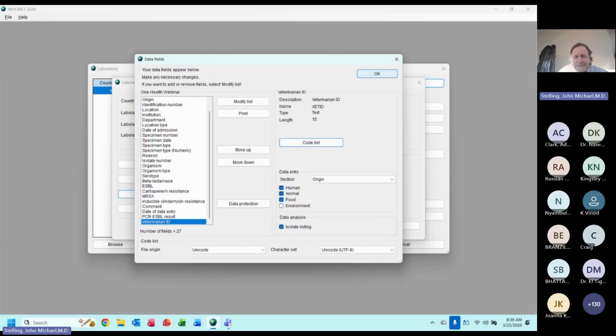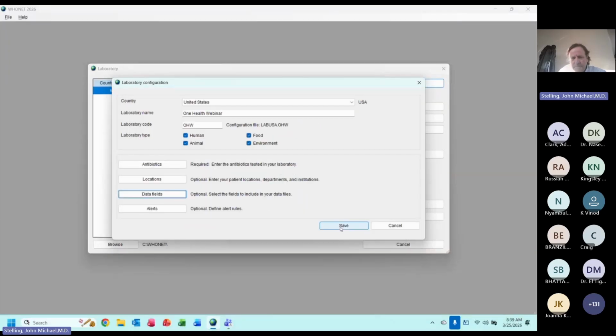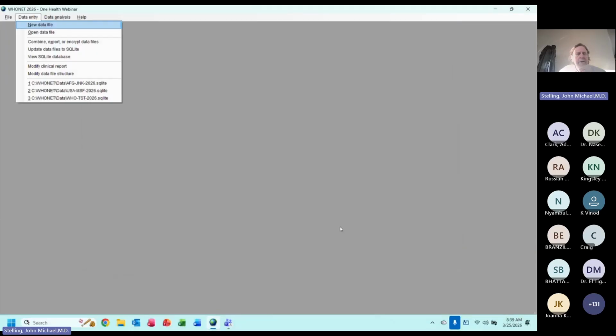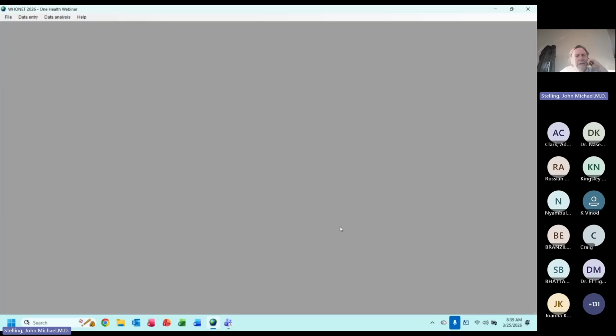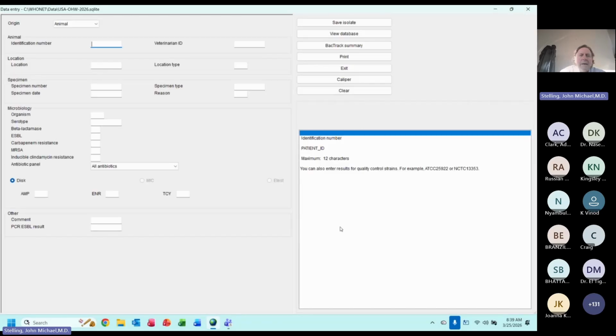Your veterinary ID is at the bottom, and that is a human, animal, food, not environmental, but you can say yes or no, and you can check things off. And then I can do move up, move down, so that you can put the question wherever you want. I click on OK. I click on save. I go to data entry. I say new data file, and I'm now in the new data file. And now you see veterinarian ID is right at the top where I wanted it.